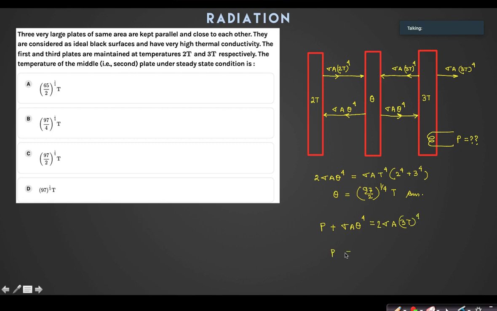So P is equal to sigma A into T power 4 multiplied by 81 into 2, 162 minus 97 by 2. Yes or no? That should be your answer. Yes. So you should understand what is incoming and what is outgoing from the surface. If you can write down that outgoing and incoming power, then you can solve any question.